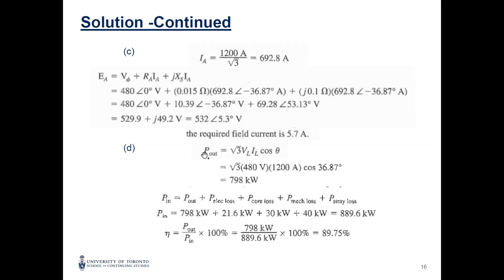Calculate the output and input. The output, you already have everything. This one is 0.8. I don't know why they put it like an angle, but you know it's 0.8. The input is the output plus the losses: 1, 2, and 3. One important thing for the electric losses or copper losses, it's 3 I squared R. Then the efficiency is output over input times 100 percent. 89, that's a perfect number for the generator. For rotating machines, that's a very good one.